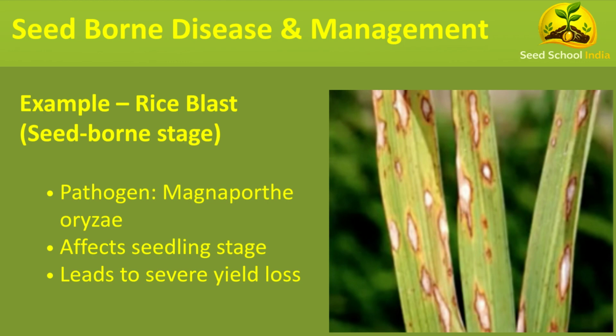Rice blast, caused by Magnaporthe oryzae, is one of the most destructive diseases of rice. The pathogen can be seed-borne and infect seedlings at an early stage. It produces characteristic spindle-shaped lesions on leaves and can also affect nodes and panicles, leading to severe yield losses.